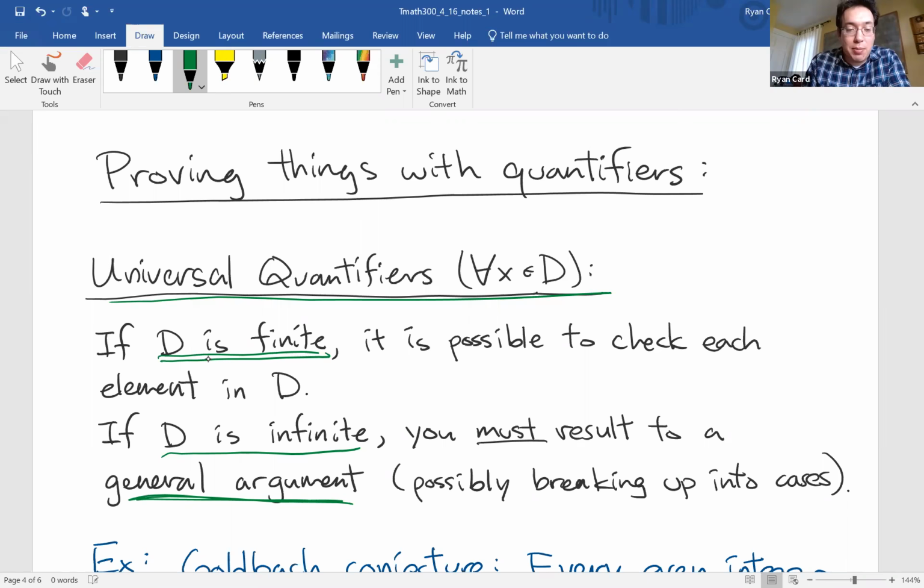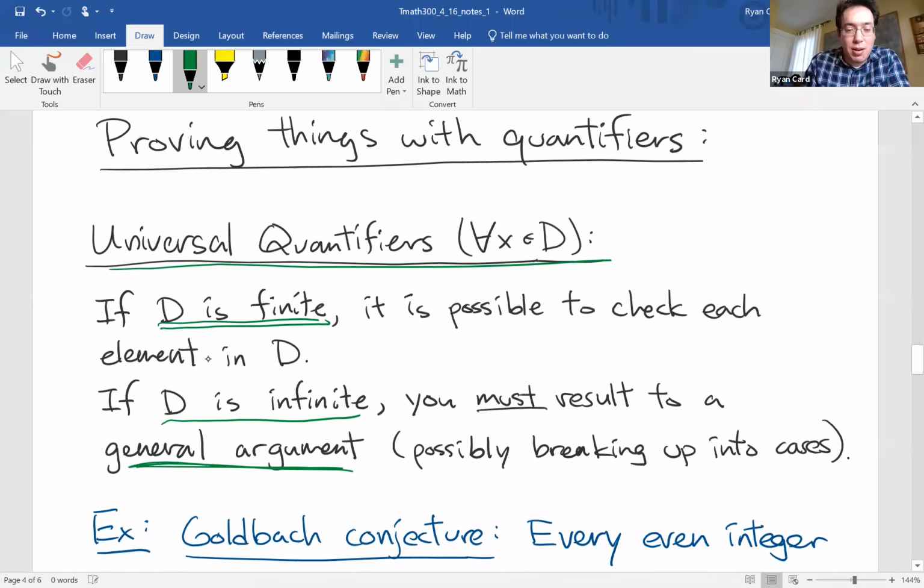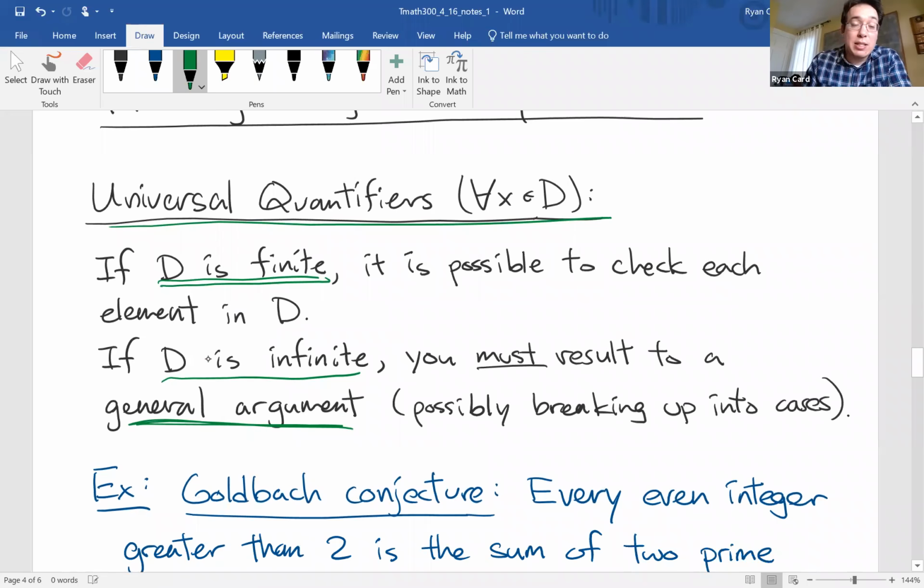And possibly breaking up into cases. Maybe you can use one argument if x was an even number, and maybe you can use another argument if x is an odd number, things like that. So you could break it up into cases, but all of the cases put together have to cover all cases for the domain.